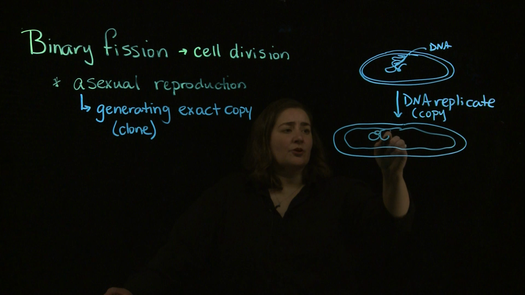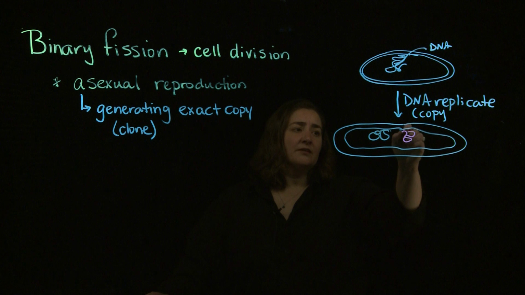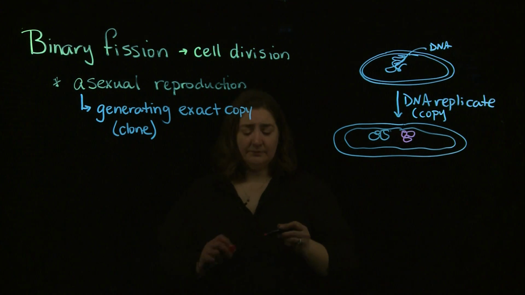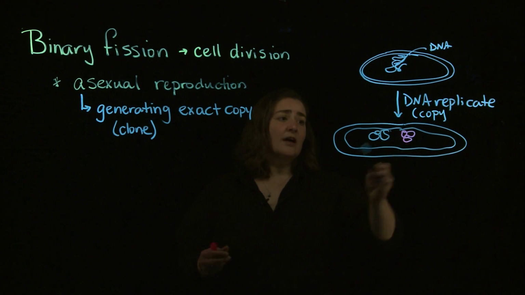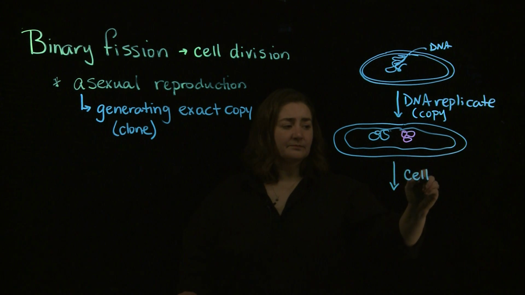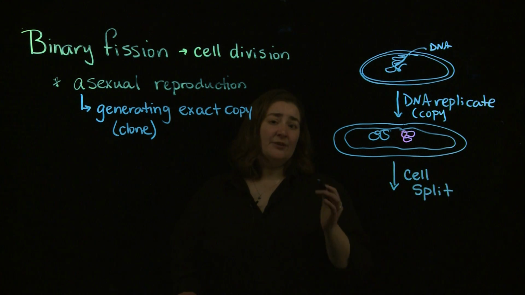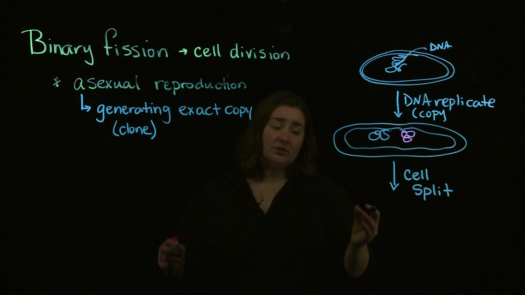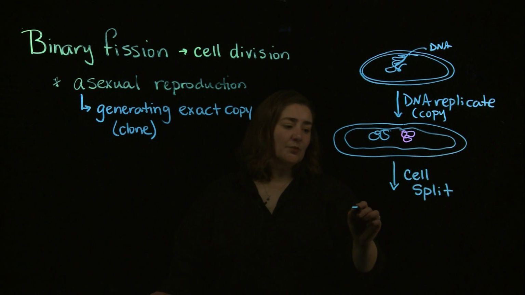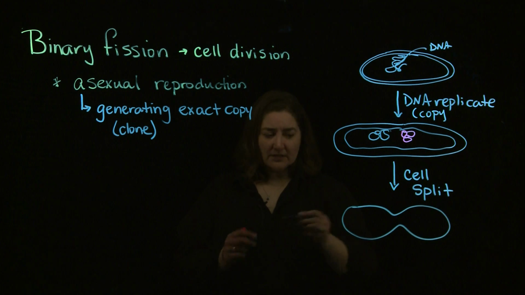I'm going to draw the one DNA here in blue, just for fun, so you know this is the copy. That one's going to be in pink. So you've got the DNA that replicates. And then the cell's going to split. This is the part that makes up the binary fission. Fission meaning dividing something essentially into parts. So we're going to divide that cell into two parts. I'm going to try and draw that as best I can.